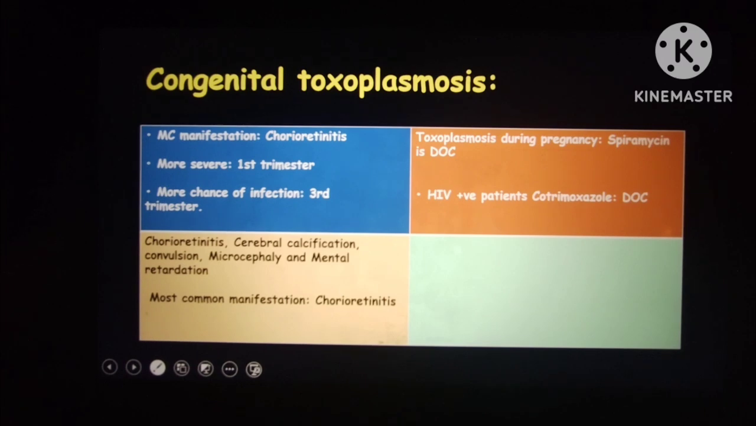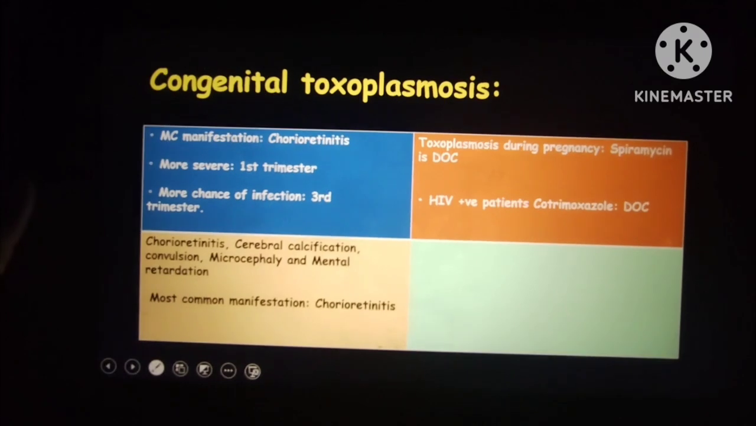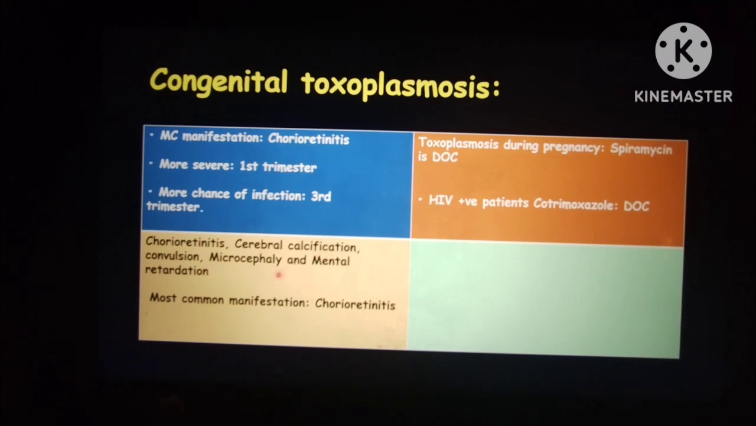Coming to congenital toxoplasmosis, the most common manifestation is chorioretinitis. It will be severe if infected in the first trimester, and as you know, infections are usually transmitted mostly in the third trimester. You can remember it as 3C and 2M: chorioretinitis, cerebral calcification and convulsion. The 2M are microcephaly and mental retardation. The most common manifestation, as I already told, is chorioretinitis, and the drug of choice is usually cotrimoxazole, but in pregnancy you can give spiramycin.